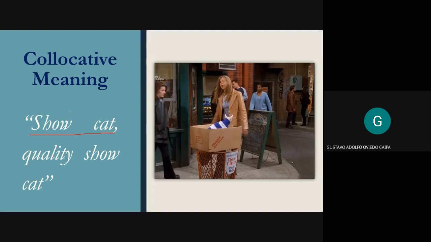So in that case, collocative meaning. Remember, collocative meaning is the special or specific meaning that a word acquires when it is written or spoken next to another very specific word. So in this case, show cat, and we can analyze show and cat.